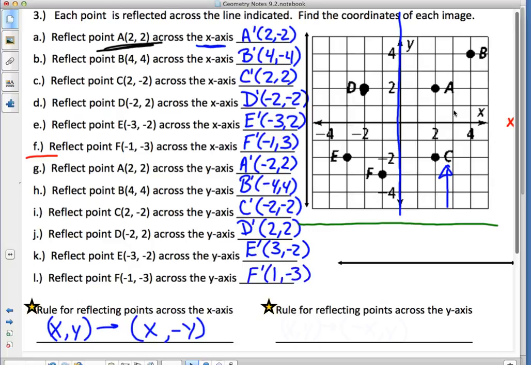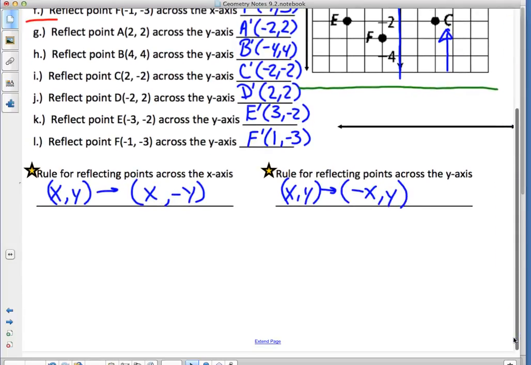Well, hopefully we recognize I'm just changing my X value. Okay, and my rule becomes negative X, Y.